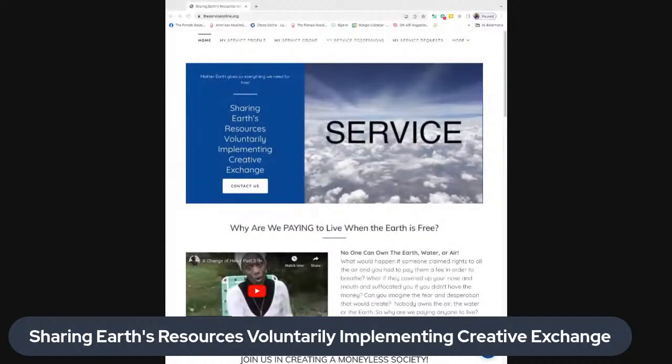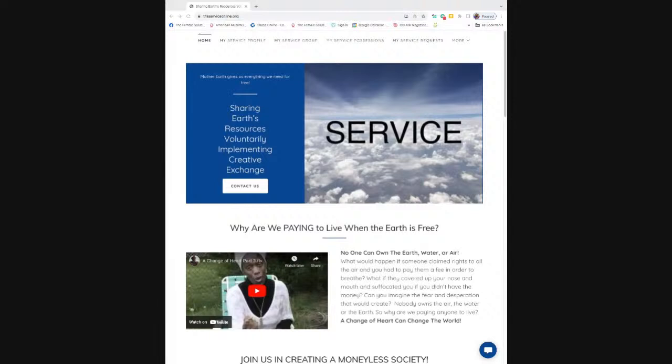Service stands for sharing Earth's resources, voluntarily implementing creative exchange. So this is a system of implementation. And there are no expensive clubs to join or complicated things you have to do. It's very simple, very basic, but it's the step that will empower us to create a moneyless society.